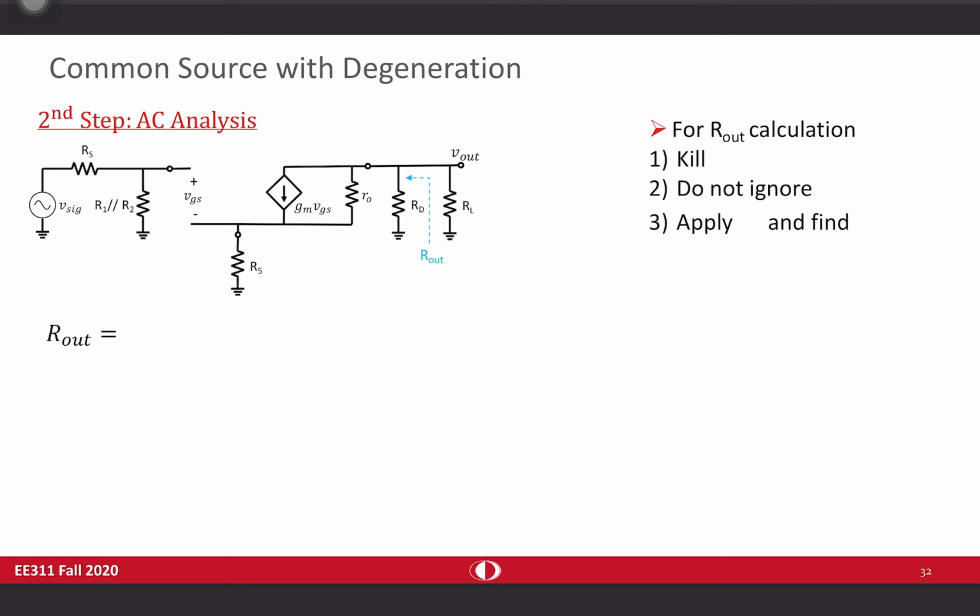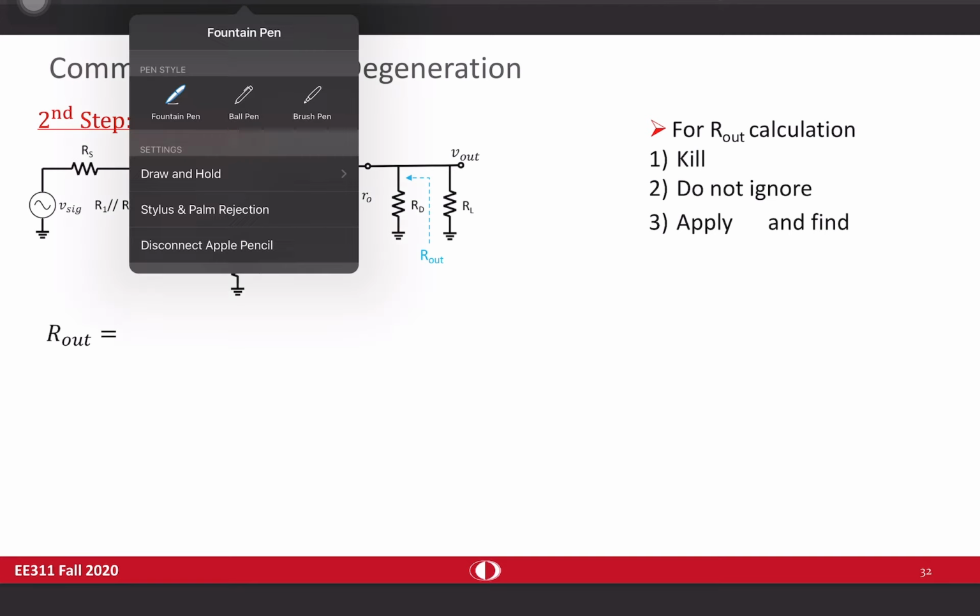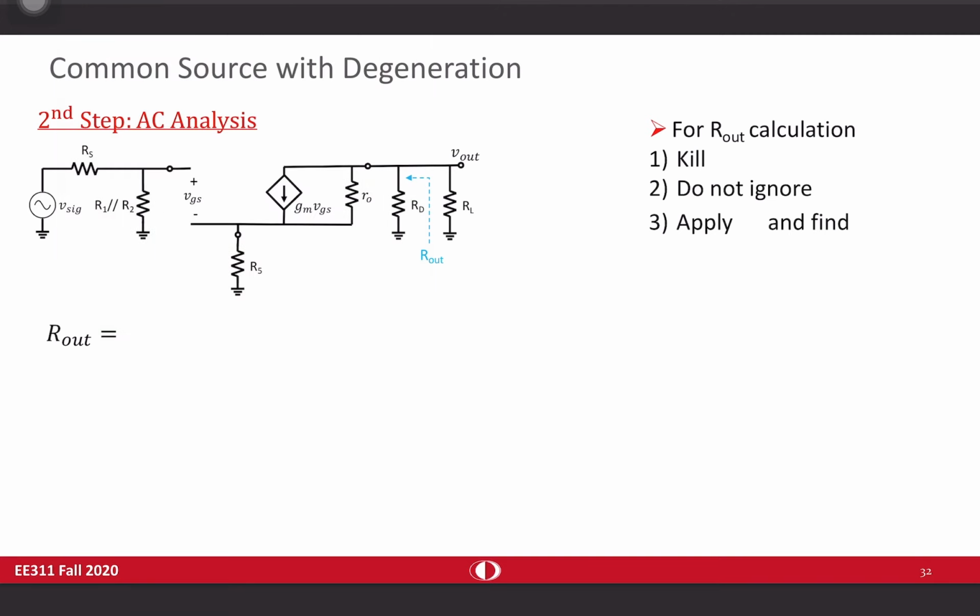So I'm gonna do it in here. For Rout calculation, what you should do, as an algorithm, is kill independent sources. So this is shorted. And do not ignore R0.